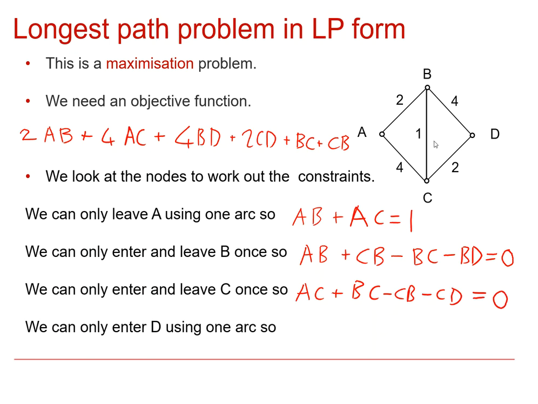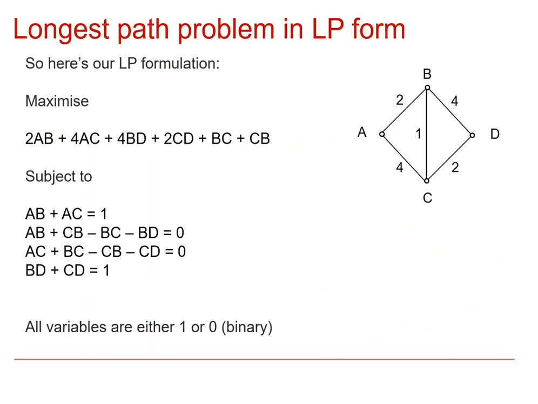And finally, because we had to arrive at D in the end, by one of those two arcs, BD or CD, we know that BD plus CD must equal 1. So this is the formulation of our problem. So we've got this objective function here, and we've got these constraints, and we have the additional constraint that the variables must be either 1 or 0.